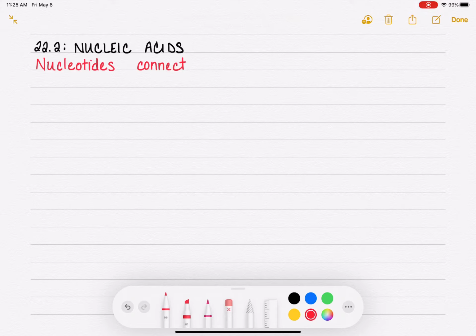The nucleotides connect together in what we call a phosphodiester bond. It's also called a phosphodiester link or a linkage. And they connect together to make a nucleic acid.